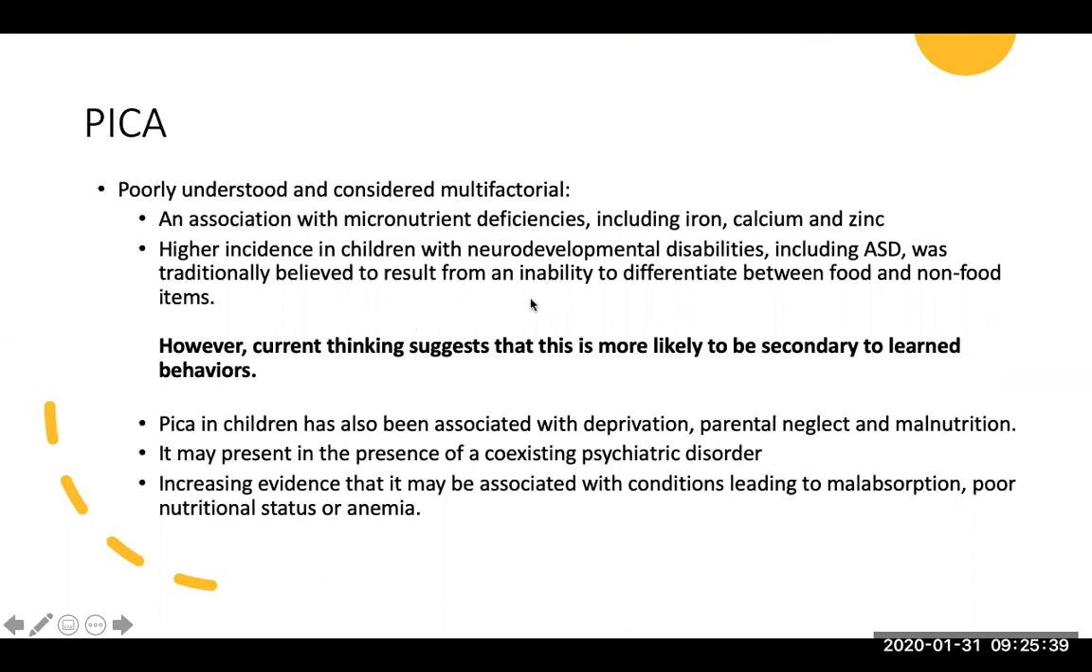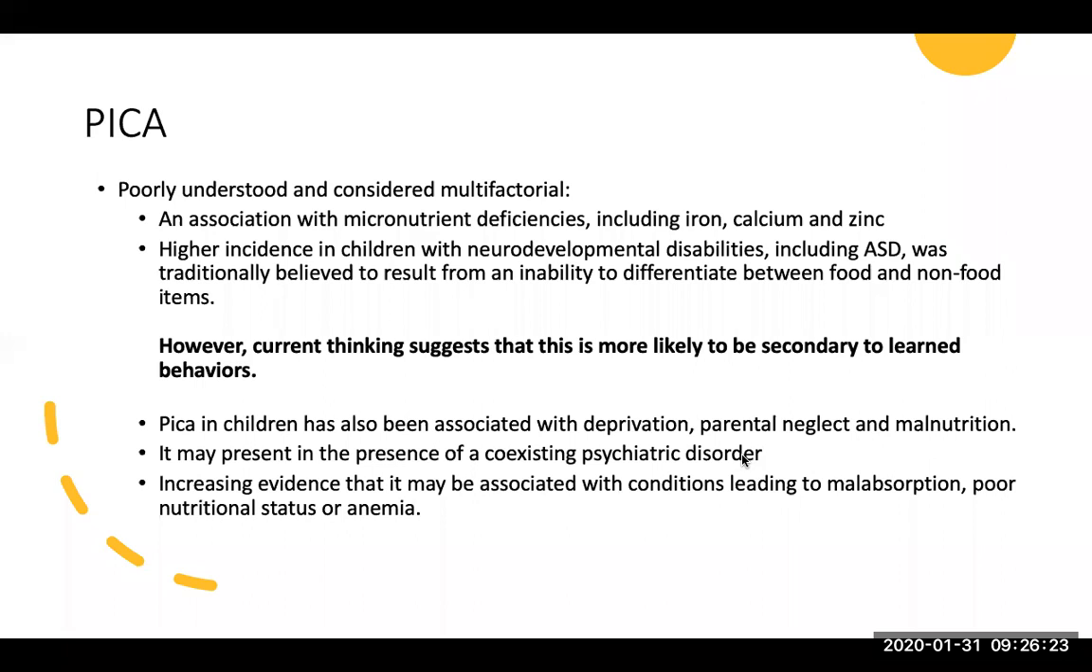But something that we see is that a lot of kids with neurodevelopmental disabilities, including autism, have more pica. And could these neurodevelopmental disorders cause pica? What people are thinking is, not necessarily. It looks like somehow these individuals with neurodevelopmental disabilities are more prone to have pica, but pica is more like a behavioral disorder. It's something that some kids with neurodevelopmental disorders learn. In some cases, pica in children has been associated with deprivation and parental neglect, but not with everybody. And it may present as a comorbid psychiatric disorder, like with anxiety or with ADHD.